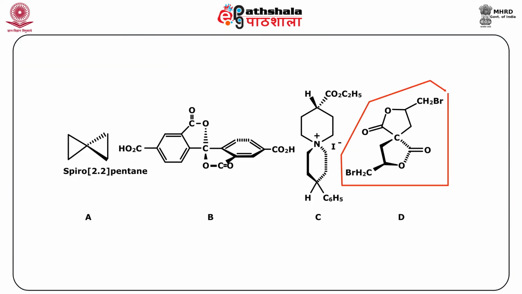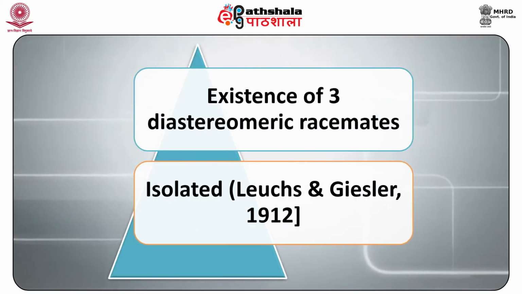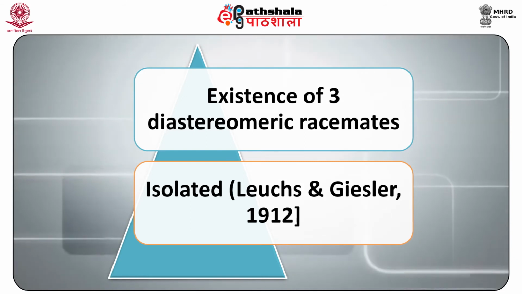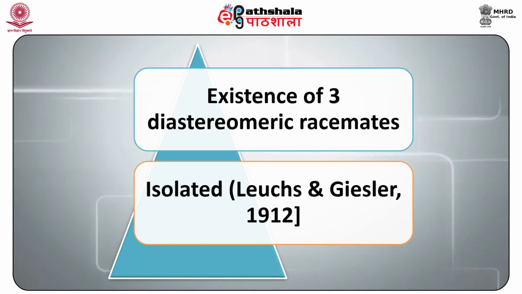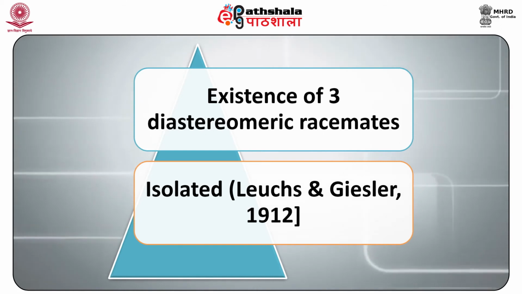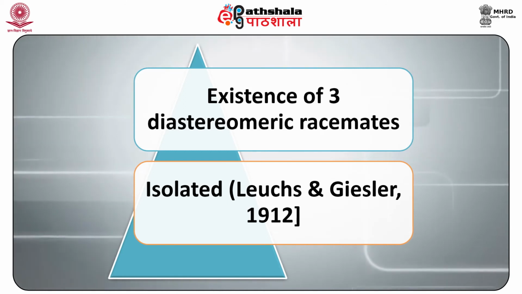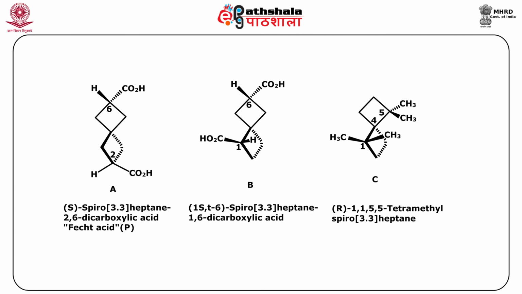Compound D, as shown in this figure, is also interesting. It has a spirocenter and two conventional chiral centers. Now, contemplation of models indicates that the existence of three diastereomeric racemates is possible with this compound, which in fact have been isolated by Lewis and Giesler in 1912. Several assignments of absolute configuration of spiranes of type C, as shown in the following figure, have been accomplished.